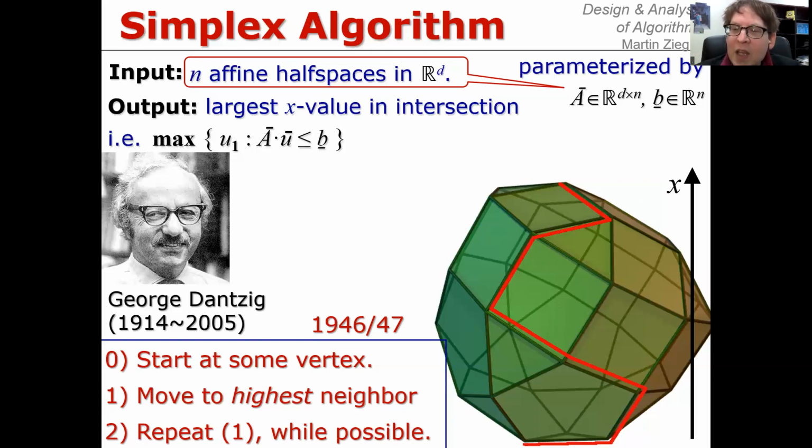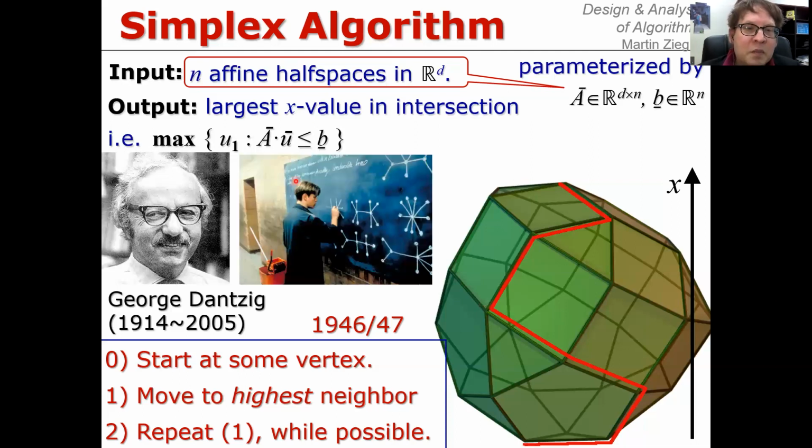And this anecdote actually made it to the Hollywood movie Good Will Hunting. So here you see Matt Damon, who played a role in that movie, but the story behind that is actually George Dantzig. Right, so let's now move on to analyzing the simplex algorithm.